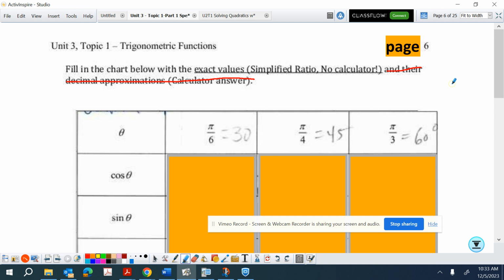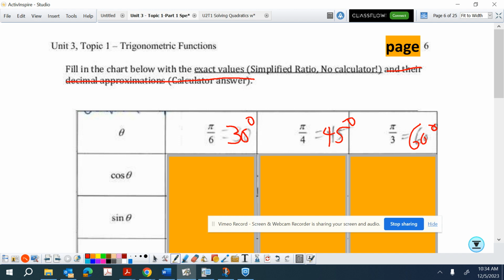Page 6. Fill in the chart below with exact values. We are not going to worry about the calculator. I crossed out the part that said decimal approximations. So one thing I did was, these are measurements in radians, and just because you are learning, and eventually you cannot keep converting between degrees and radians, I put the degree measurements to help you with your special right triangles.